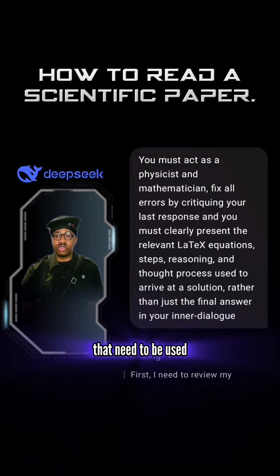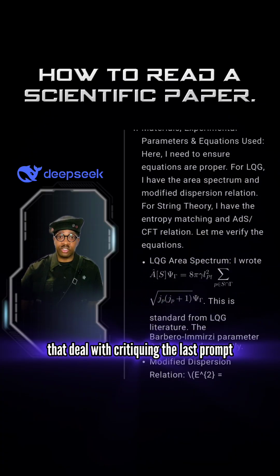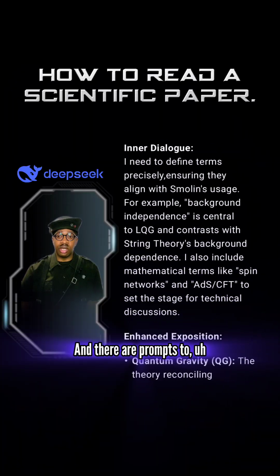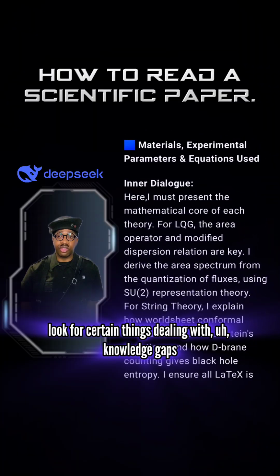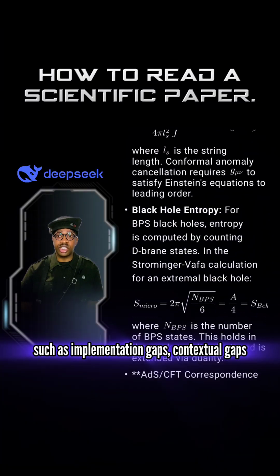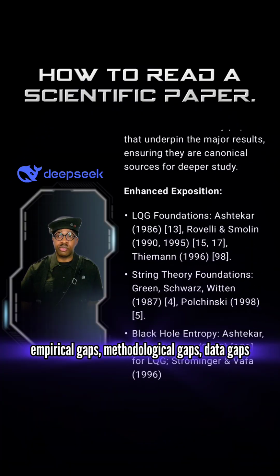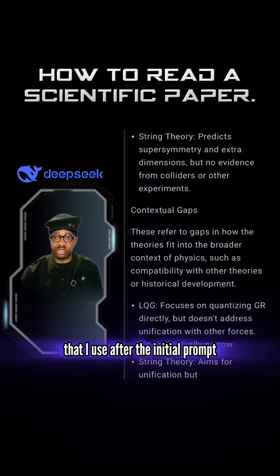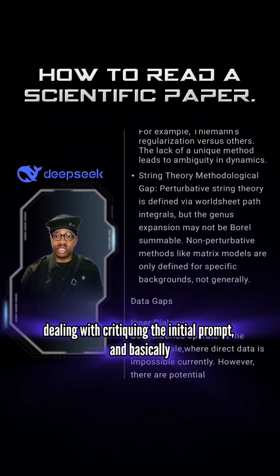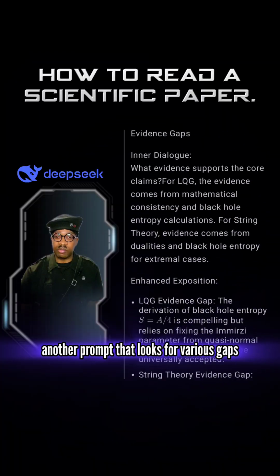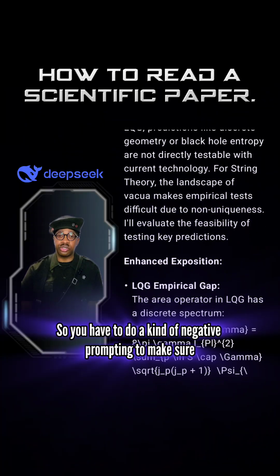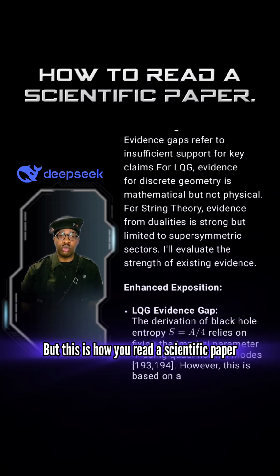So there are some other prompts that need to be used that I am going to show here, and you can pause and look at them. These are prompts that deal with critiquing the last prompt. You have to critique your prompts. You just can't accept the first one at face value. And there are prompts to look for certain knowledge gaps, such as implementation gaps, contextual gaps, empirical gaps, methodological gaps, data gaps, and things such as this. So there are two other prompts that I use after the initial prompt, dealing with critiquing the initial prompt, and another prompt that looks for various gaps: contextual gaps, implementation gaps, and theoretical gaps. So you have to do a kind of negative prompting to make sure that you don't just accept things at face value. But this is how you read a scientific paper.